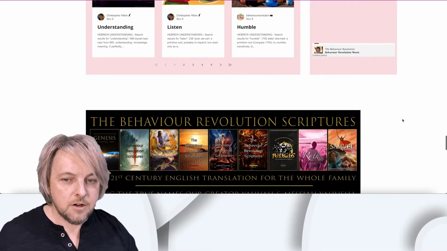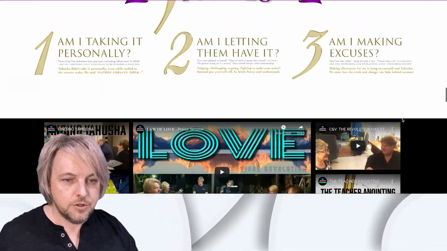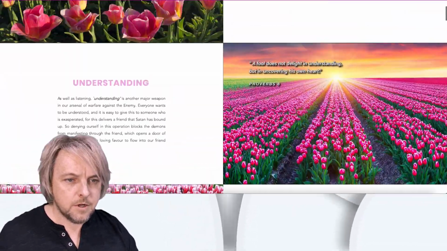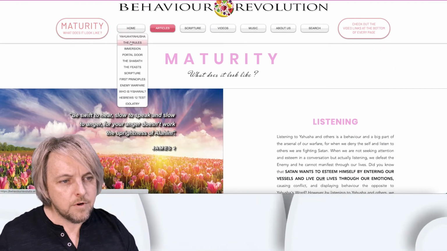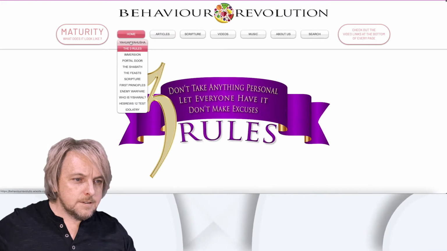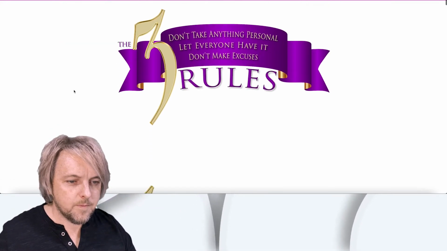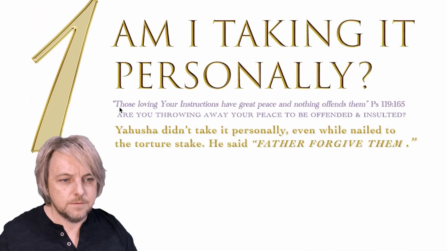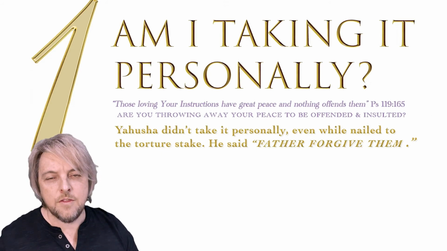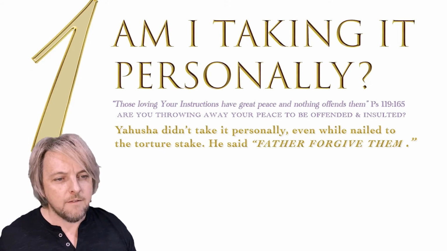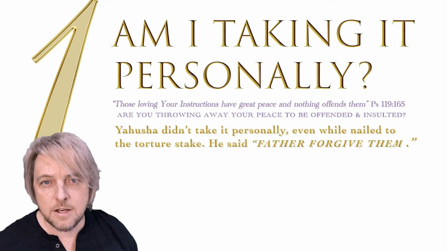So it's all real. And then from this page here about the maturity, go up the top, go to the home, the 3 rules. If you click on that, that's our second pizza, I think. And that shows you here the 3 rules. Those loving your instructions have great peace, and nothing offends them.